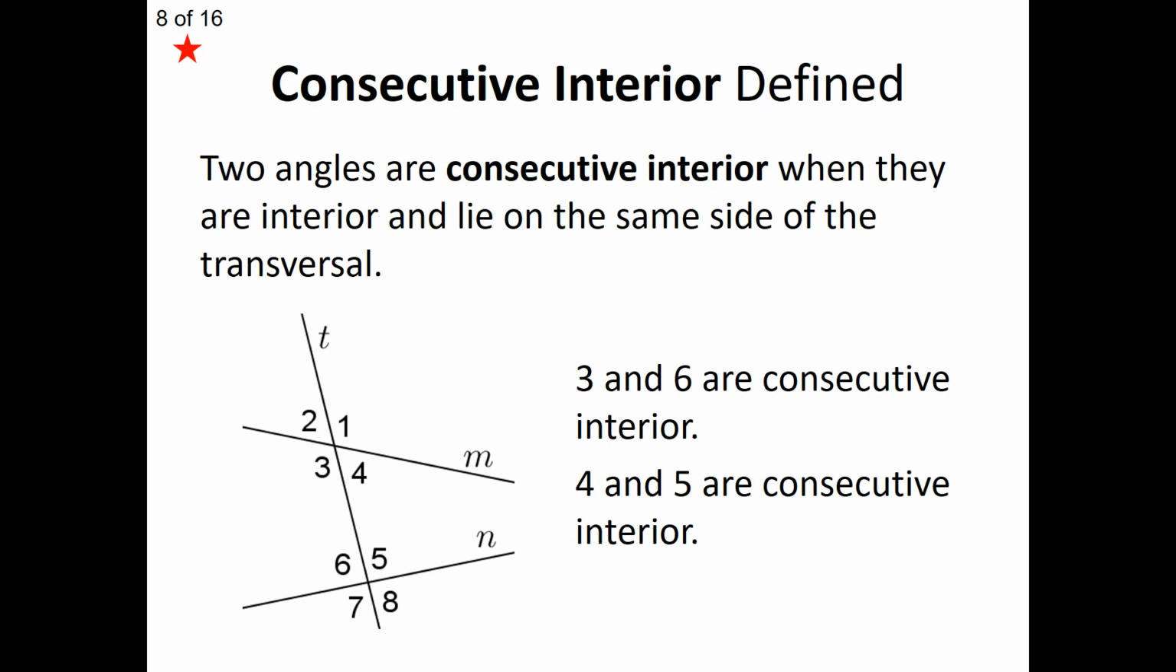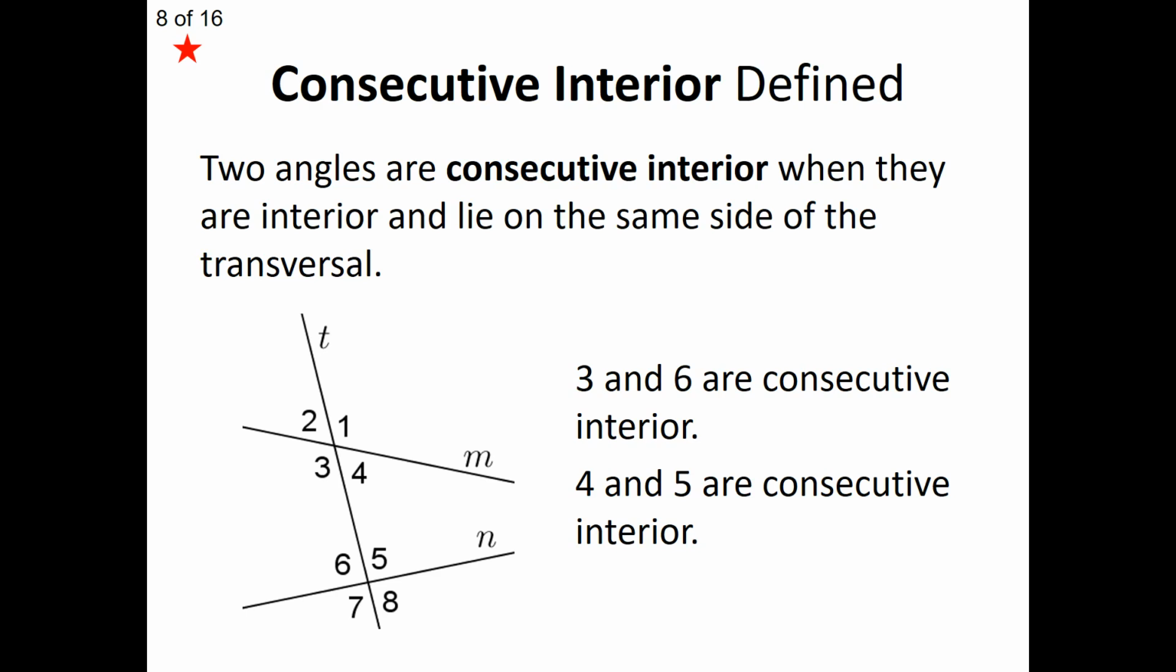Well, they're interior and they lie on the same side of the transversal. In other words, if I find one on the left, then this other angle is also on the left. If I find one on the right, then the other angle is on the right. And it depends on the perspective. Maybe it's up and down, diagonal, however we're actually perceiving these angle relationships.